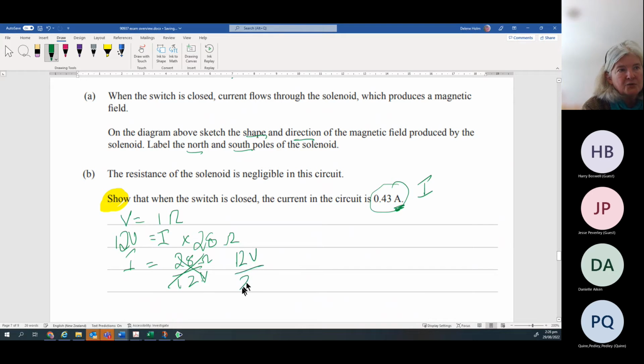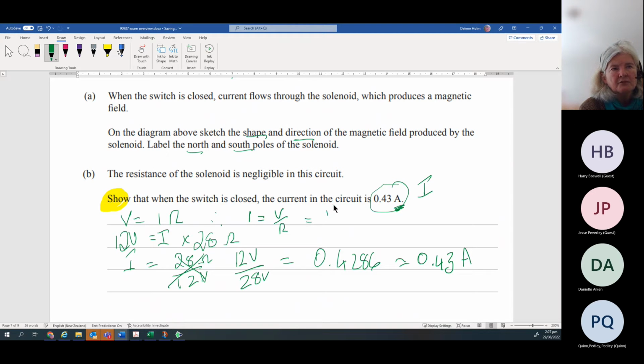It is 12 volts divided by 28 ohms. And that should then be 0.4286, which is 0.43 ampere. I'm in a way glad I made a mistake, because by substituting too early, I went wrong. Perhaps say V is equal to IR, therefore I is equal to V over R, and then substitute the 12 volts and the 28 ohms.